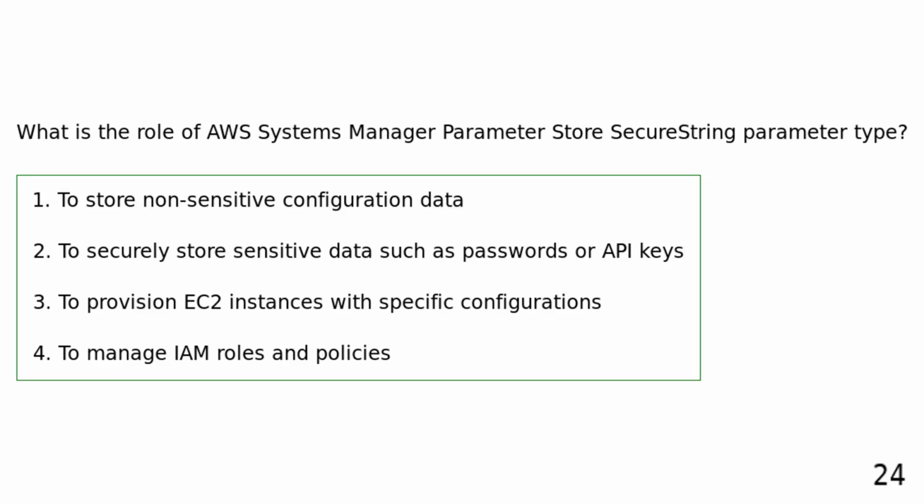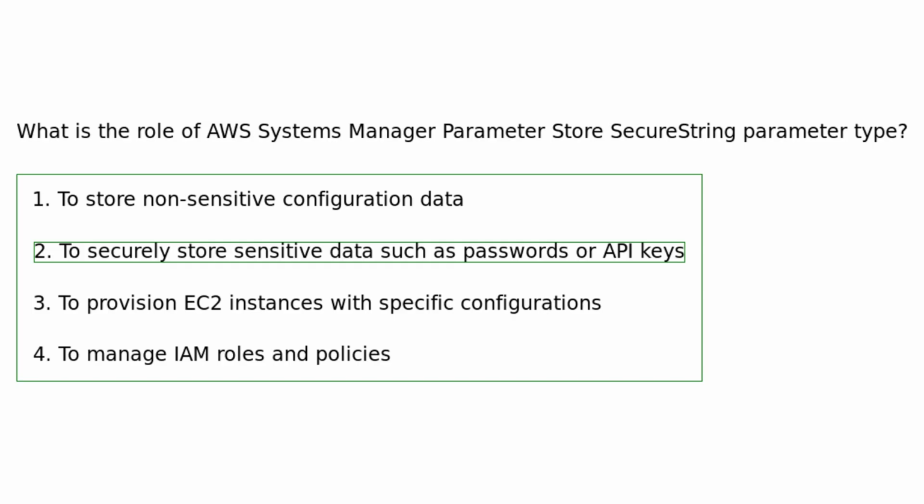What is the role of AWS Systems Manager Parameter Store Secure String parameter type? To store non-sensitive configuration data. To securely store sensitive data such as passwords or API keys. To provision EC2 instances with specific configurations. To manage IAM roles and policies. The Secure String parameter type is used to securely store sensitive data such as passwords, API keys, or any other confidential information, ensuring that it is encrypted at rest and in transit.